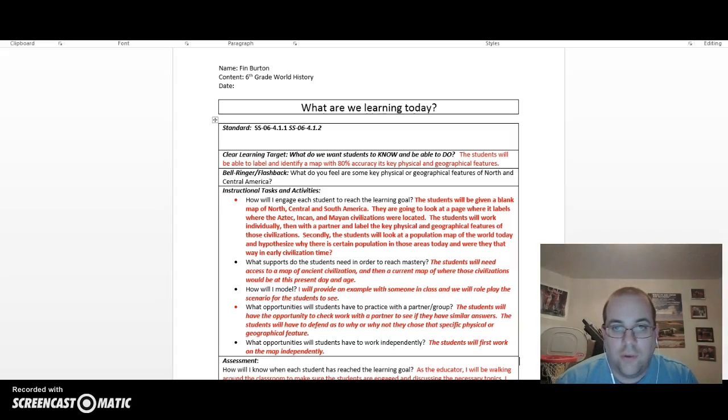Today's lesson, we're going to be talking about interpreting maps and figuring maps out, and how they're relevant in today's society and what we can do to fix those.